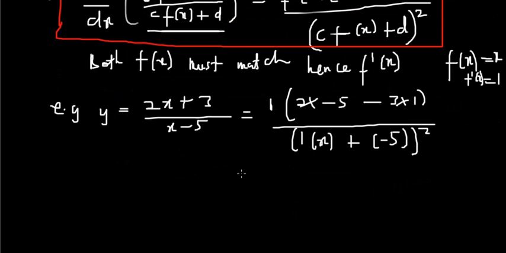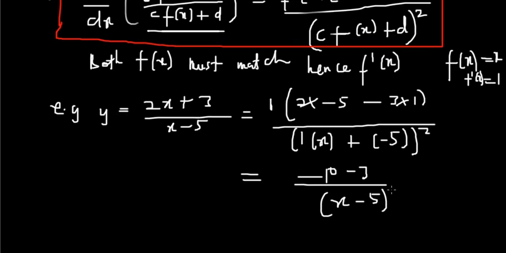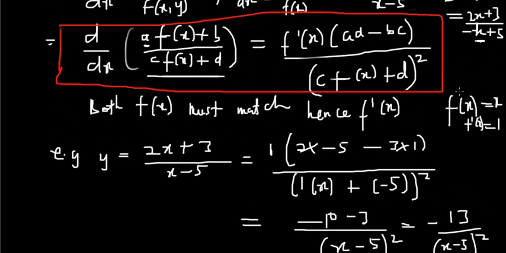So from here we have 1 multiplying this: minus 10 minus 3, divided by x minus 5 all squared. So from here you can just simplify this and get minus 13 over x minus 5 all squared, okay? Note that f of x was x, that's from this formula.